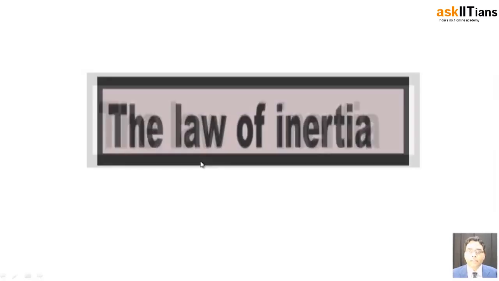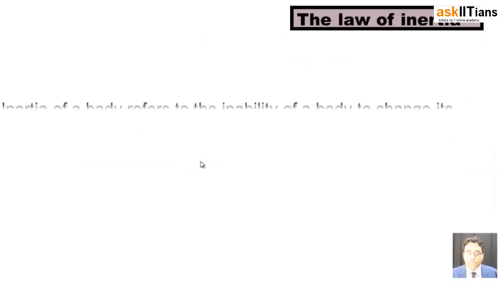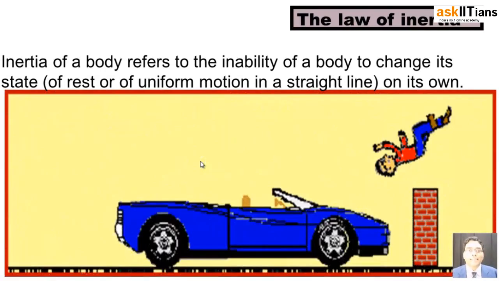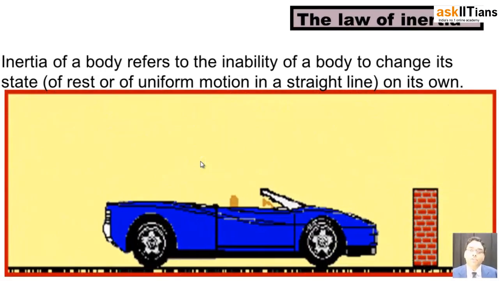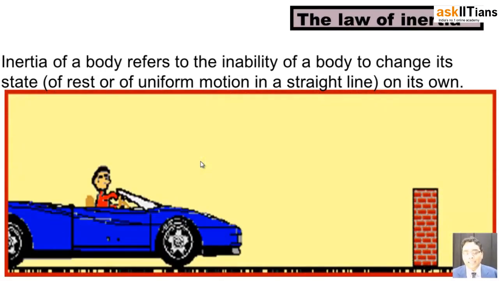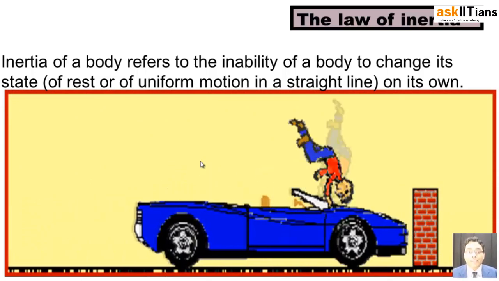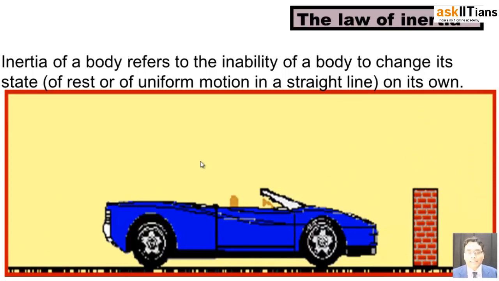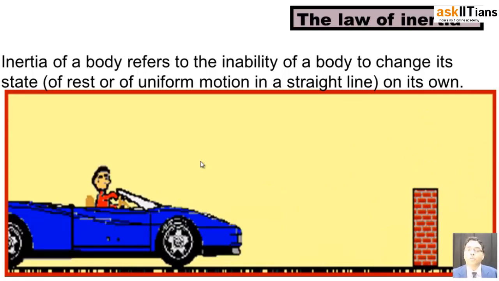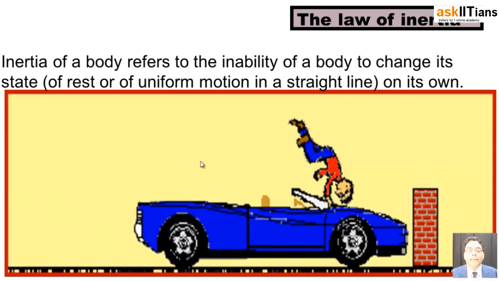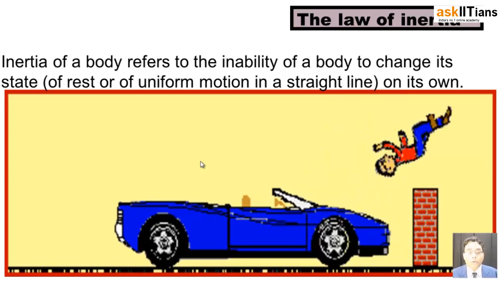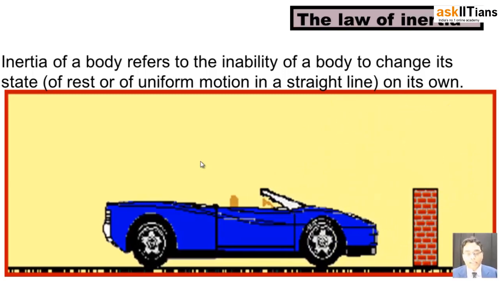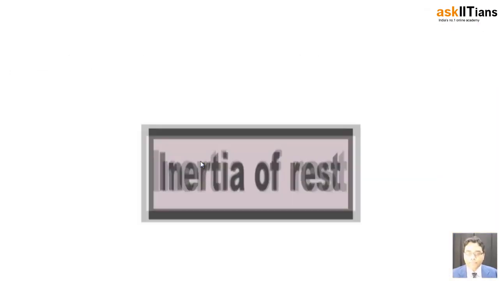Thank you. So what basically do we understand with the laws of inertia? Inertia of a body basically refers to the inability of a body to change its state. It is a kind of resistance that is offered by the body itself when it is at rest or in uniform motion, obviously in a straight line. It cannot change its state on its own. Obviously, it will need some external agency to change its state.